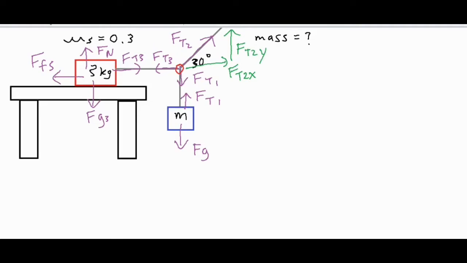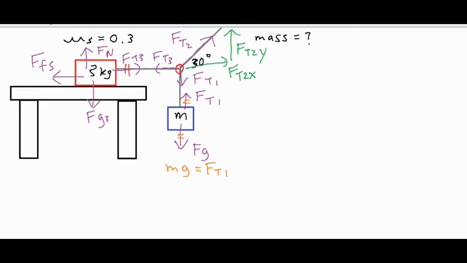Now, this looks a lot more complicated than it actually is, but we know that this FT1 over here is the same as this FT1, and this FT1 is the same as this FG over here. These ones are going to be equal and opposite of one another, or else the object wouldn't be at rest. So we know that this mg, whatever it may be, equals FT1.